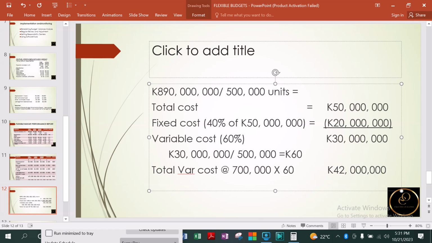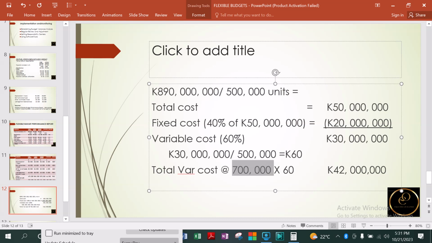Now don't forget that this is just a variable component at the unit level of 700,000. Now remember, we are trying to come up with the mixed cost at 700,000. We dropped off the 20 million because that is a fixed cost, so that we remain with 30 million to generate the variable cost per unit. Then we multiply 60 by 700,000 to get the 42 million.